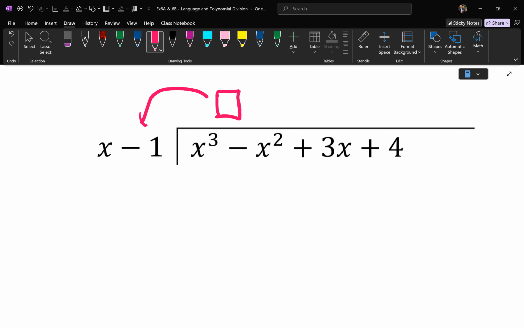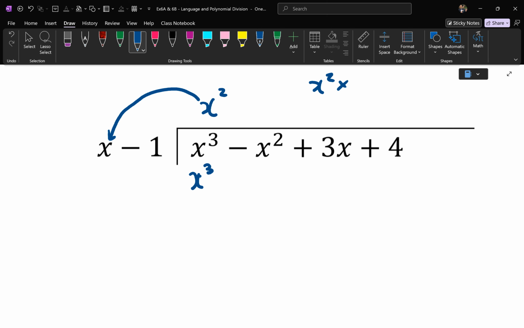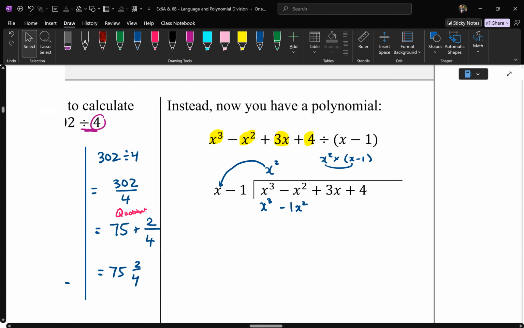X squared. Logically, I need an x squared because x squared groups of x will give me my x cubed that I want. But remember, when you multiply x squared, you've got to multiply to both of these terms. It's like saying x squared times x minus 1. When you expand the brackets, x squared times x is x cubed. X squared times negative 1 is minus 1x squared. Can you see what I'm doing there?